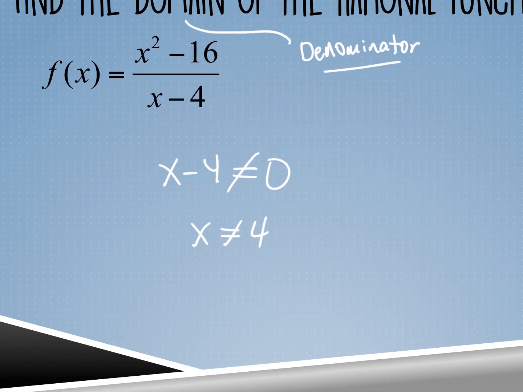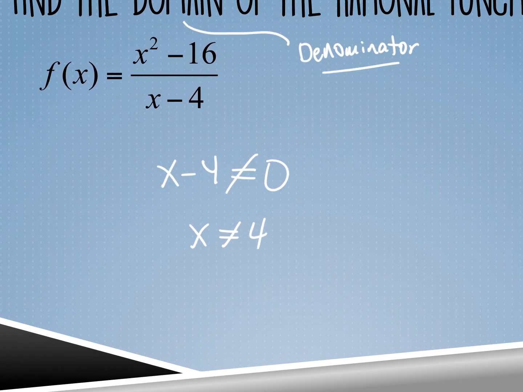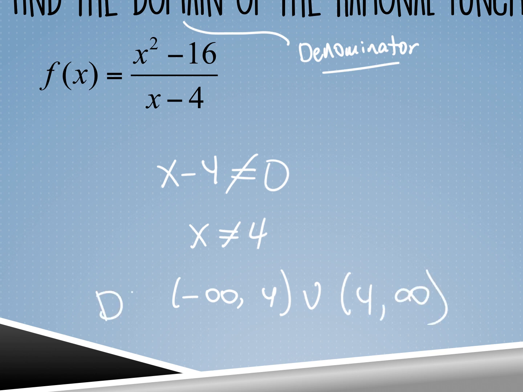So how would you tell me that I can use any number in the entire world except for 4? -infinity to 4, parenthesis, 4 to infinity. Very good. It does not include 4. Because if you did, what would happen? 4 minus 4 is 0, then your denominator becomes undefined. All right, does that make sense?